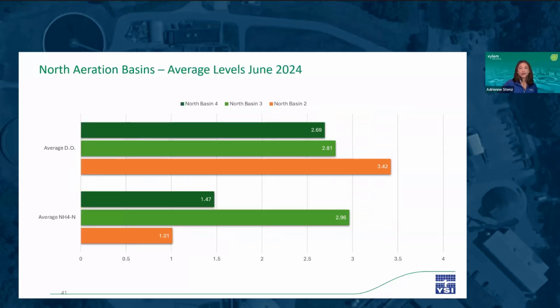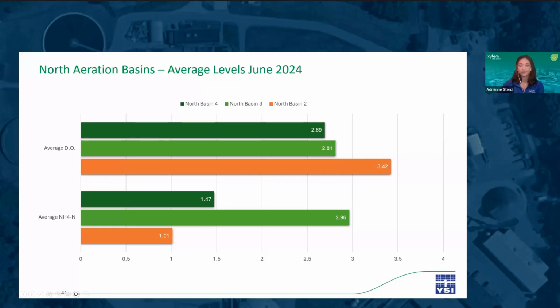These were the average DO and ammonia levels in the North Aeration basins for the month of June. Starting with DO, the average was around 2.7 for Basin 4 and 2.8 for Basin 3. This is a little surprising given the ammonia levels in the basins were so different, with North Basin 4 having an average near 1.5 milligrams per liter ammonia, and North Basin 3 seeing almost 2 times as much at 3 milligrams per liter ammonia.